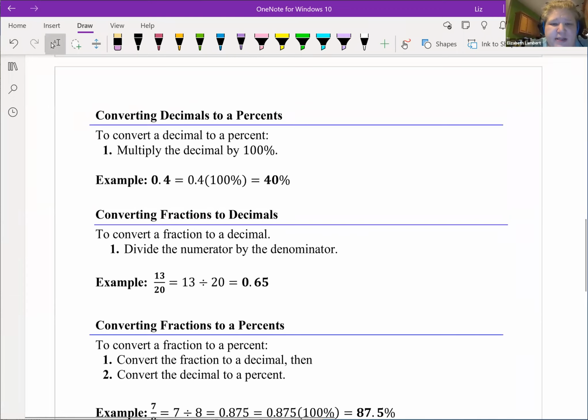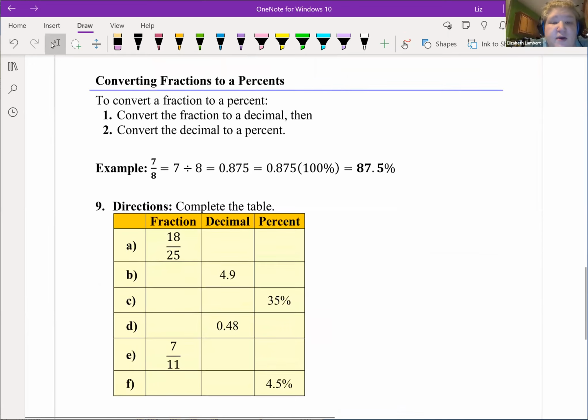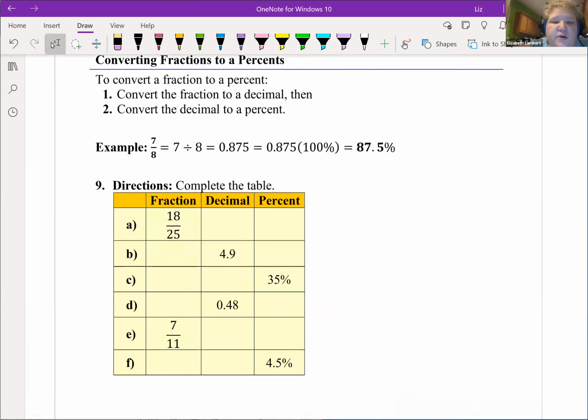Why is the back of my brain saying we're missing something? Oh, decimals back to fractions we did before, because you put it over whatever the respective power of 10 is. All right. So convert a fraction, complete the table. So if I have a fraction, figure out the decimal, figure out the percent.